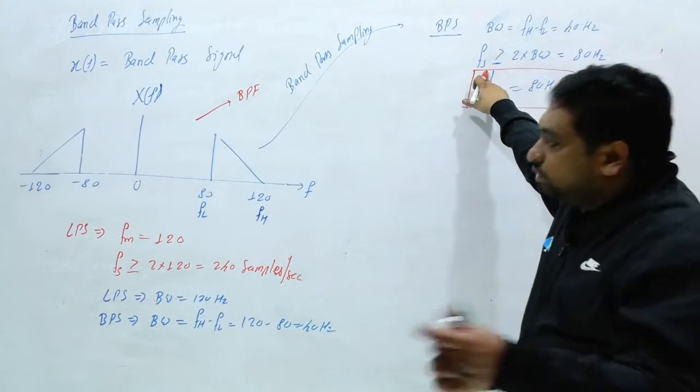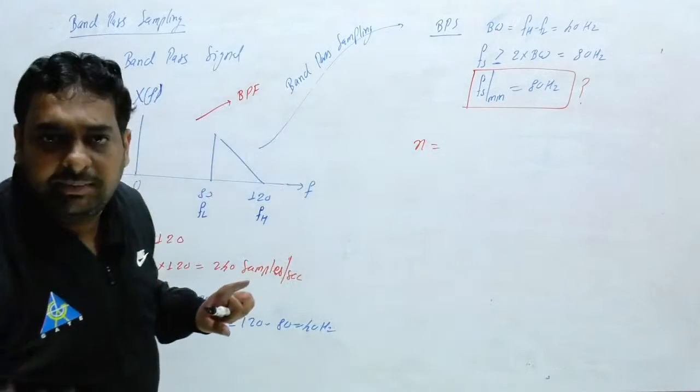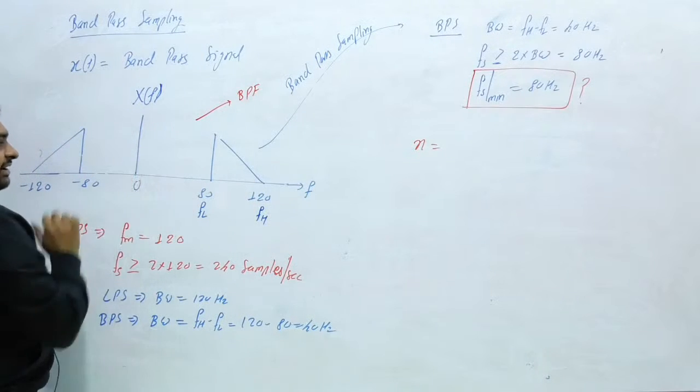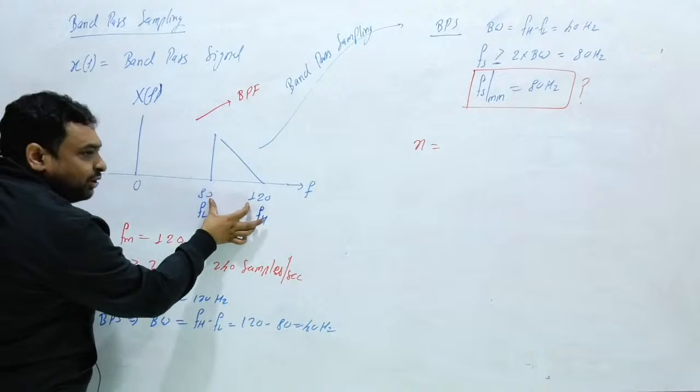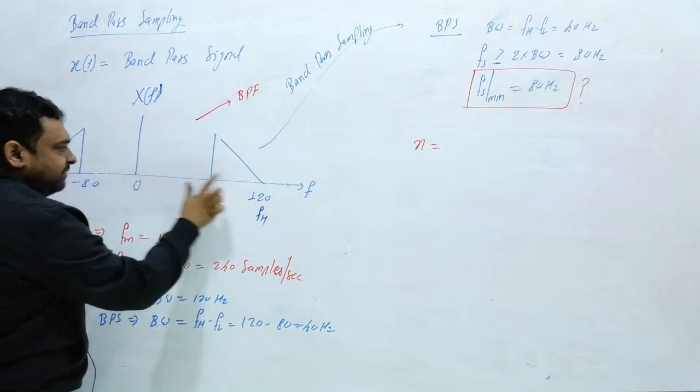How can we find out? We have to find out one parameter, n. I just assume one parameter. This parameter will say how many samples can be present here. This width is 40, this width is 40, this width is 40, and this is from 0 to 120.